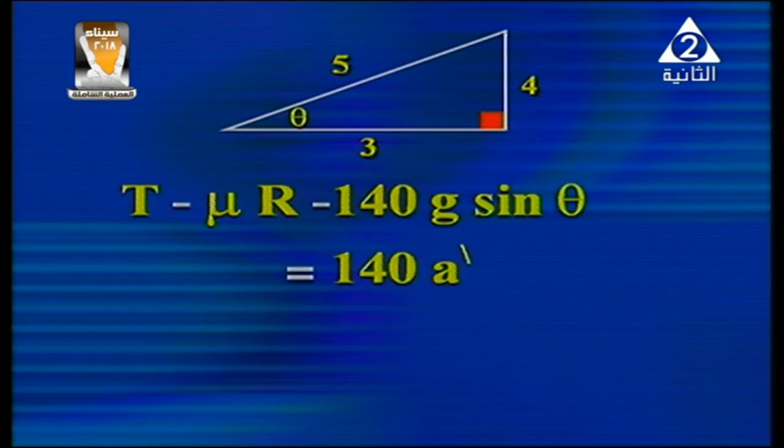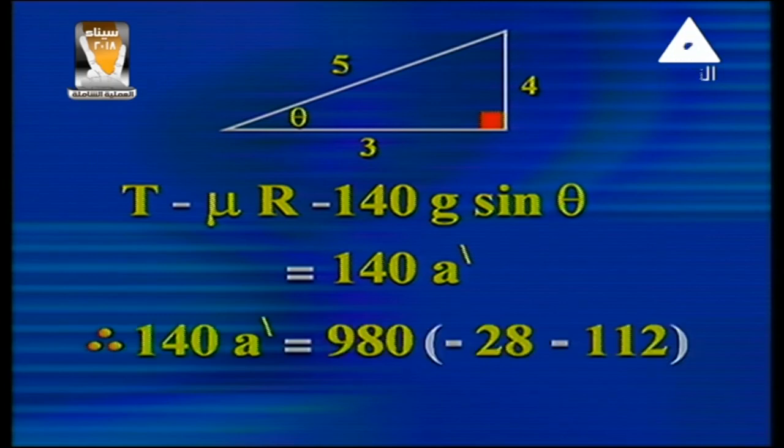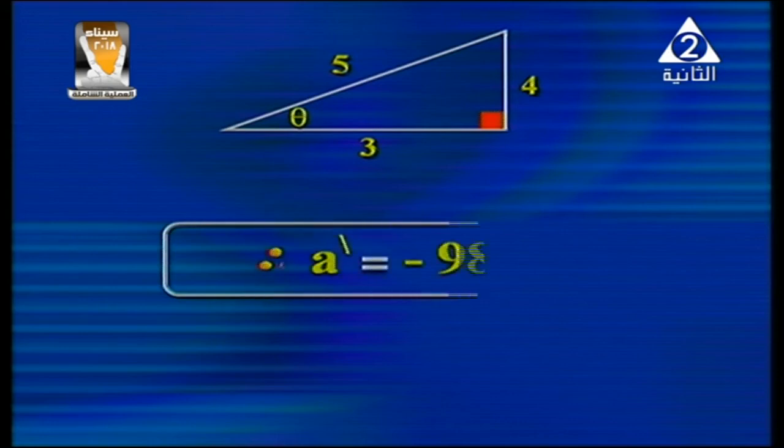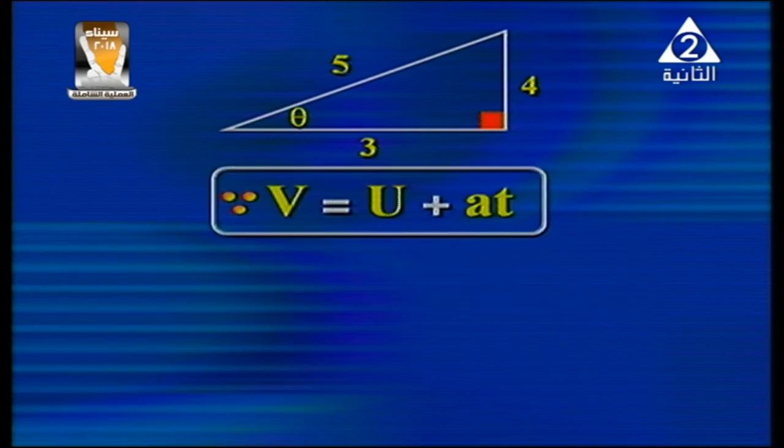Since T minus mu R minus 140 g sine theta equals 140 a dash, to find the value of a dash, the second acceleration: 140 a dash equals 980 multiplied by the bracket negative 28 minus 112. Then the acceleration becomes negative 980 centimeter per second square.